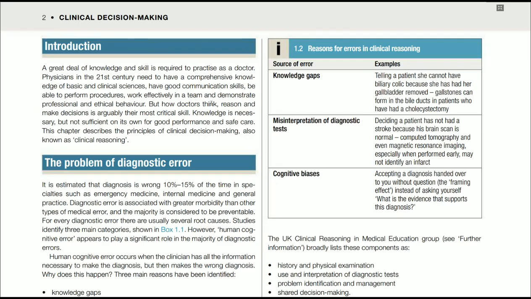But how doctors think, reason, and make decisions is arguably their most critical skill. Knowledge is necessary but not sufficient on its own for good performance and safe care. This chapter describes the principles of clinical decision making, also known as clinical reasoning.